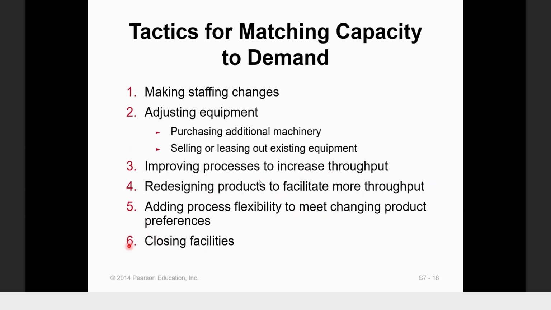Bila bisnes tak ada, kita tutup. Semua orang tak ada kerja. Okay, but anyway, these are options of tactics. They call it tactics to address changes in demand, and then to match with the capacity. The best one is capacity should be equal to demand. Okay, that is the best. We want to get that equation lah. Okay, kalau demand lebih, apa masalah? Capacity lebih pun masalah.